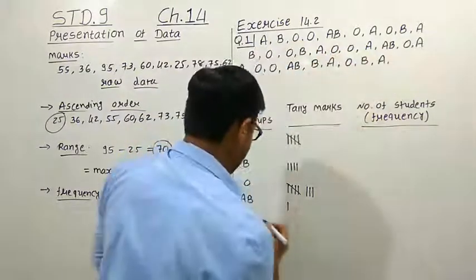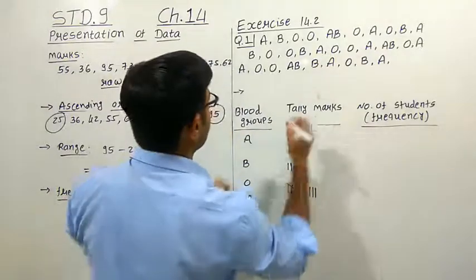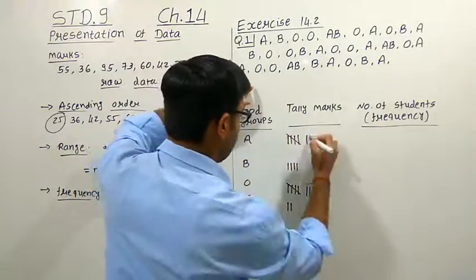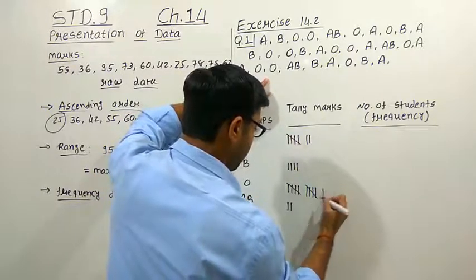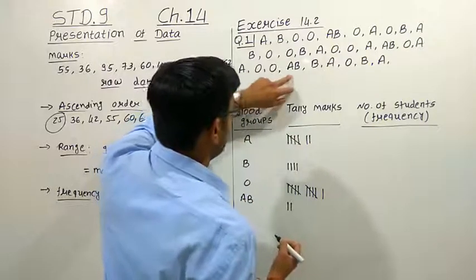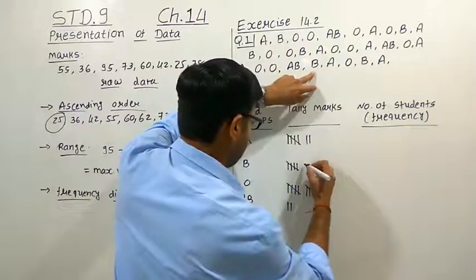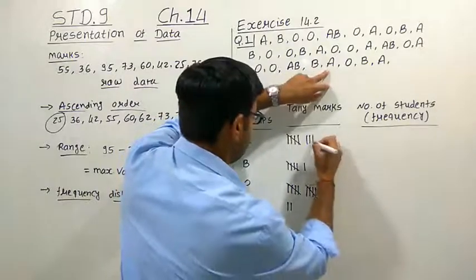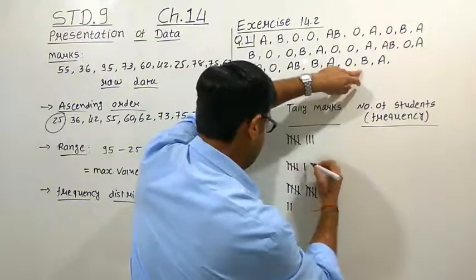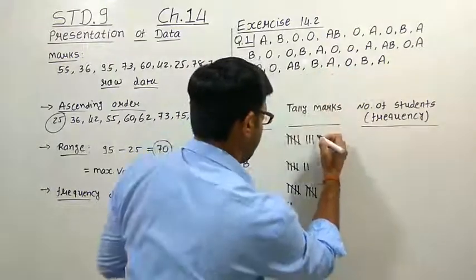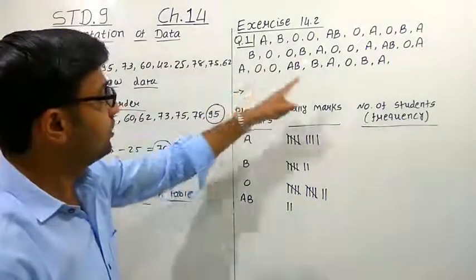A, B, O, A. Now A, again A, double O, so here also we have to put 1 mark. A bunch of 5 is completed. AB, here also completed. B, start a new one. A, O, B, and A. Complete. This is how we can write down all this data here.